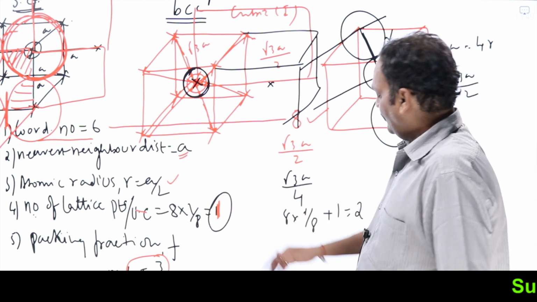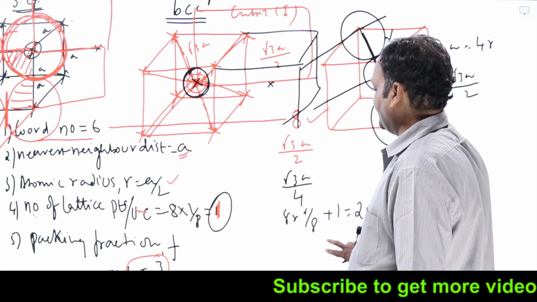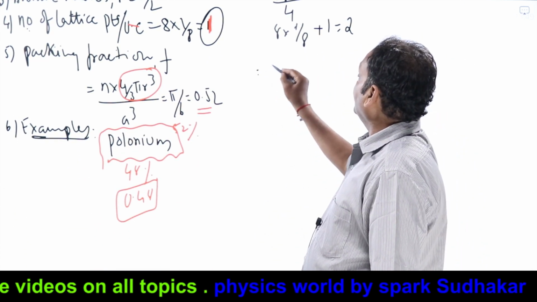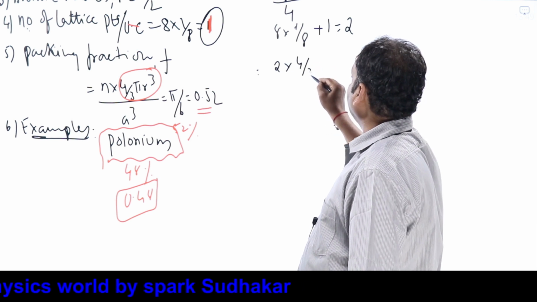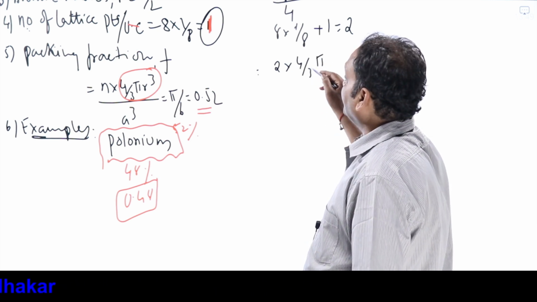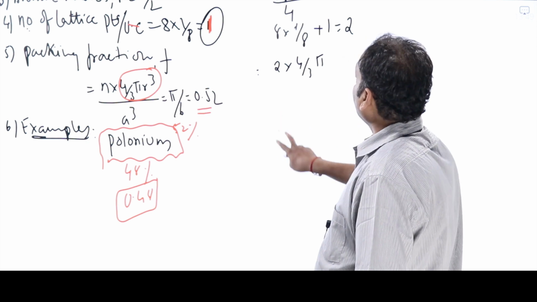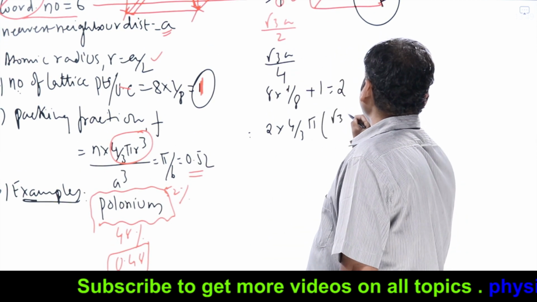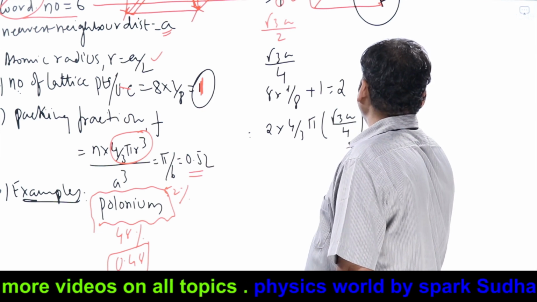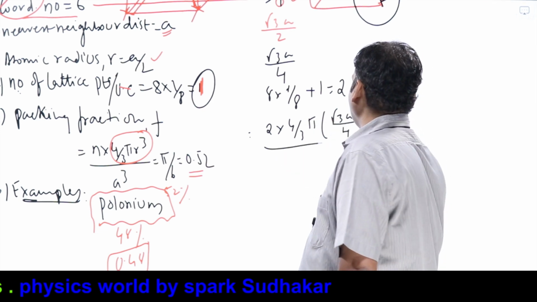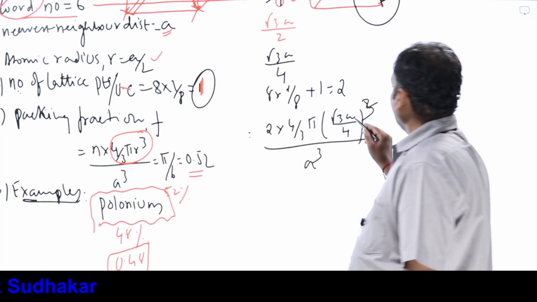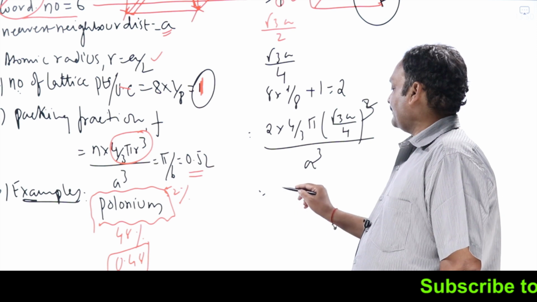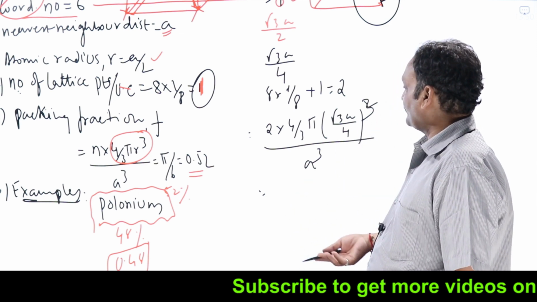Now you go for packing fraction. What is packing fraction? N into 4 by 3 pi r cube by a cube. Here n equals how much? 2 into 4 by 3 pi. What is r, the radius of each atom in BCC? Root 3a by 4. So root 3a by 4 whole cube by a cube. The a cube and a cube get cancelled. If you simplify this, what do you get? 0.68.